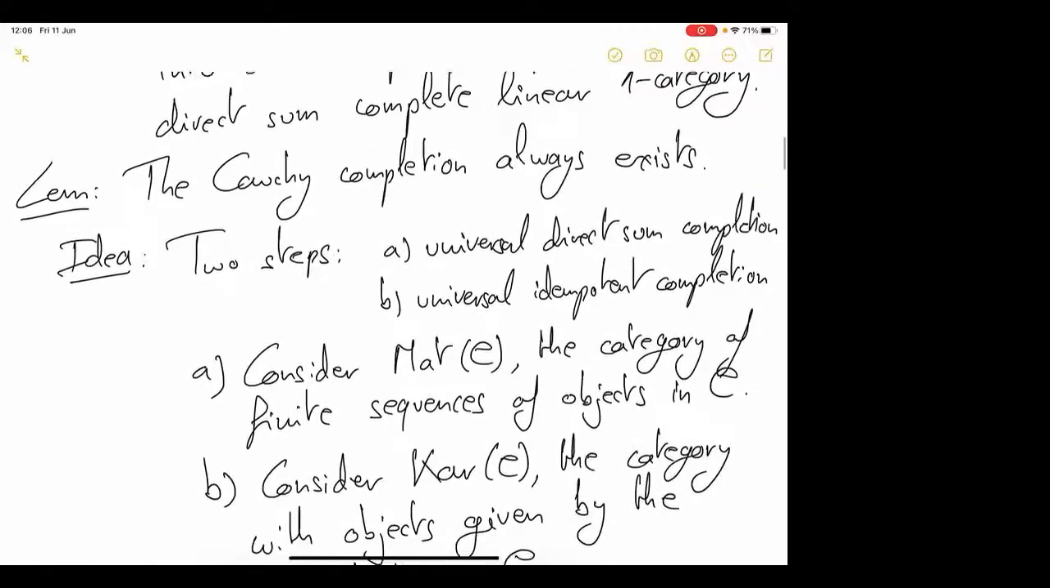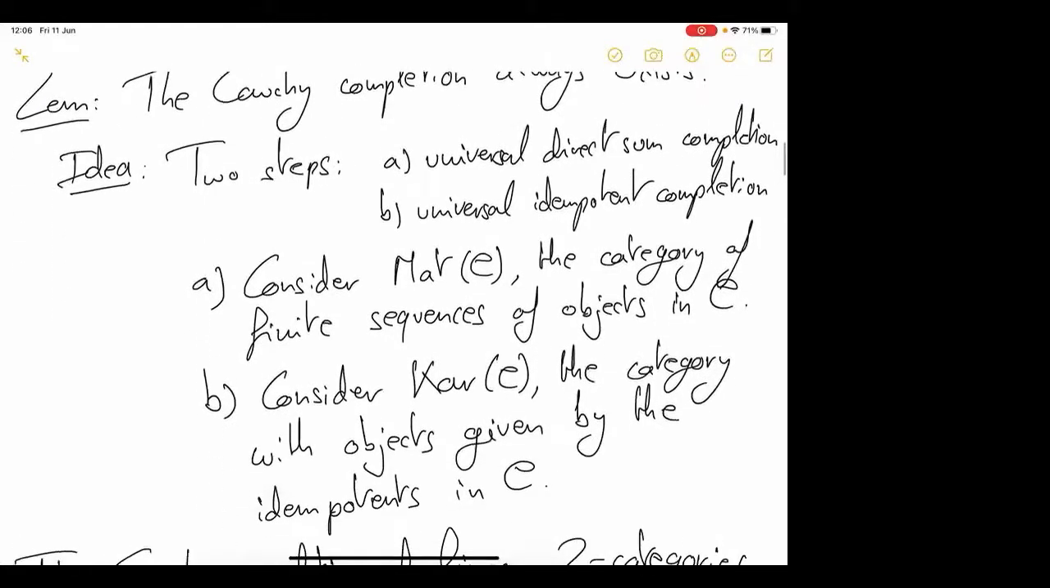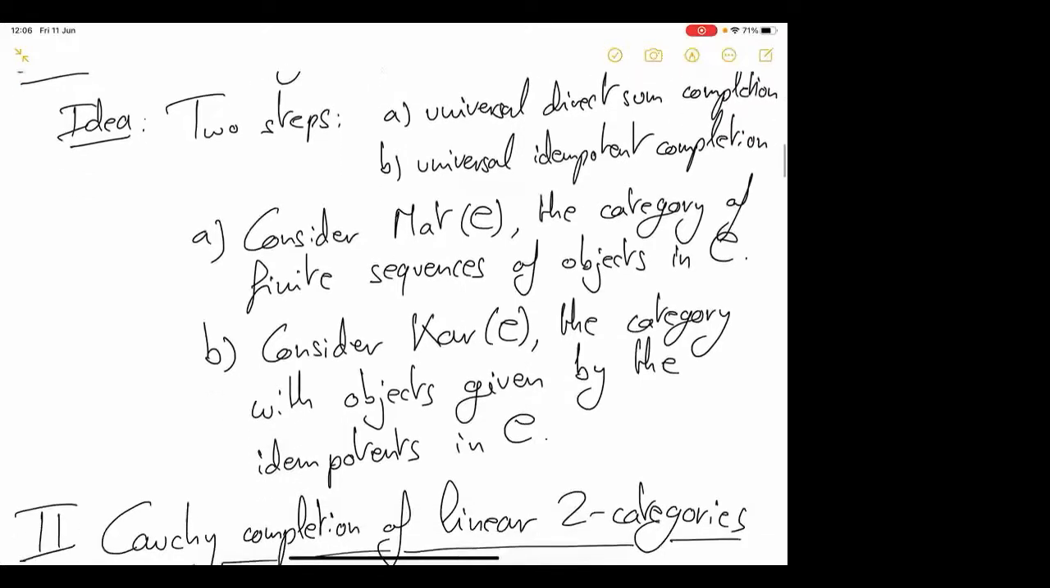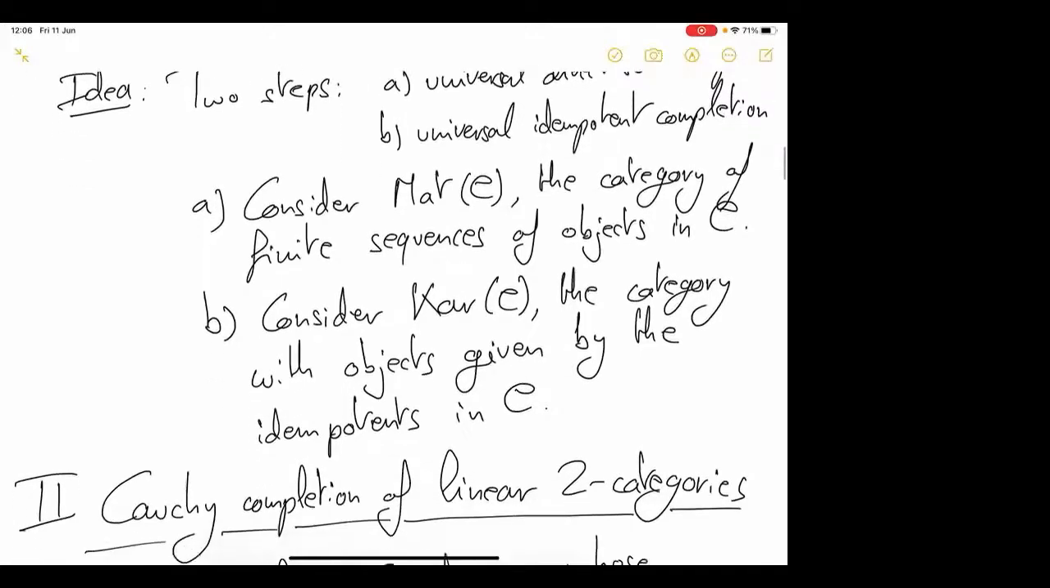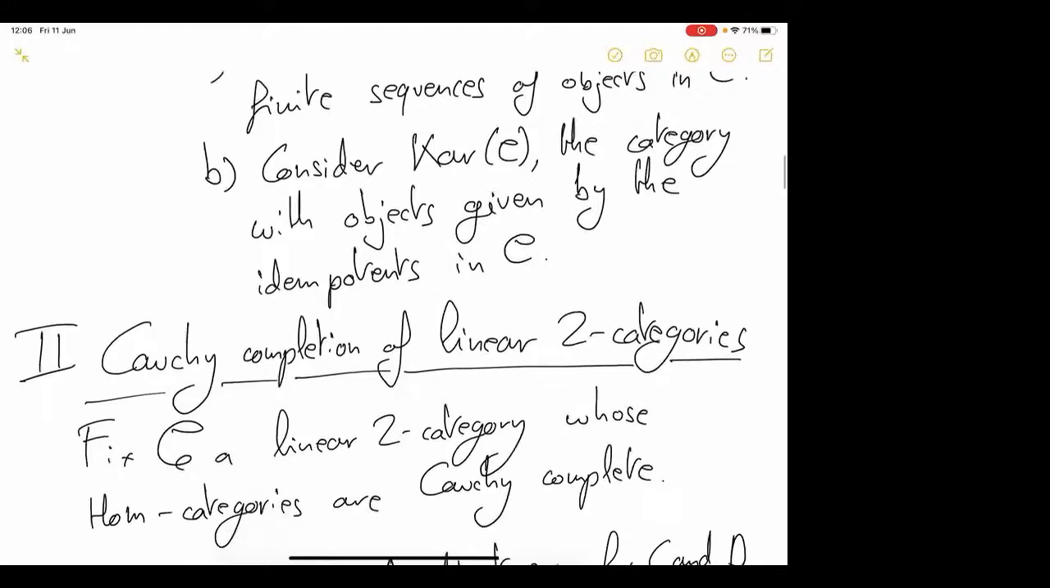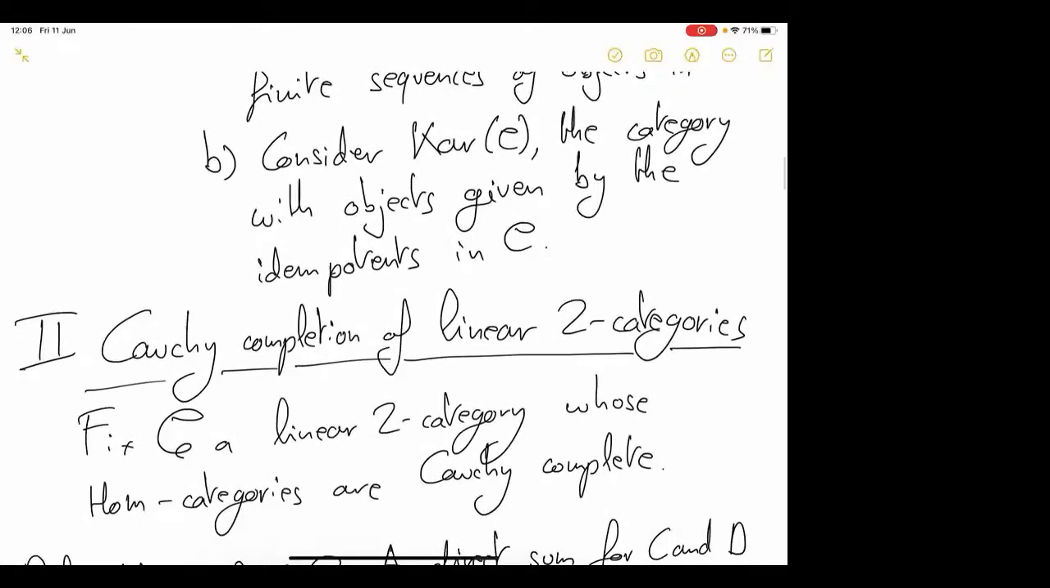Great. And now that I've recalled a bit of the one categorical situation, I want to move on to the two categorical situation. And throughout, I'm just going to be working inside a fixed linear two category. And I'm going to make this small assumption that the hom categories are actually Cauchy complete, meaning that they have direct sums and you can split idempotents.